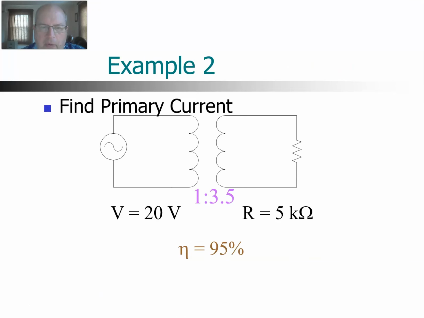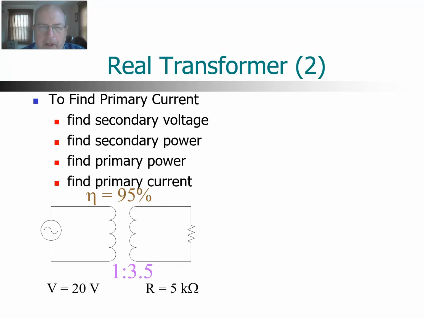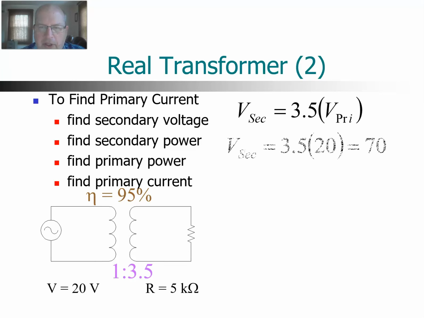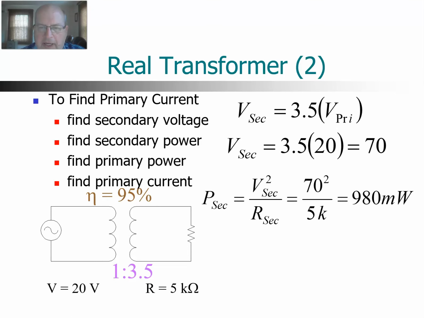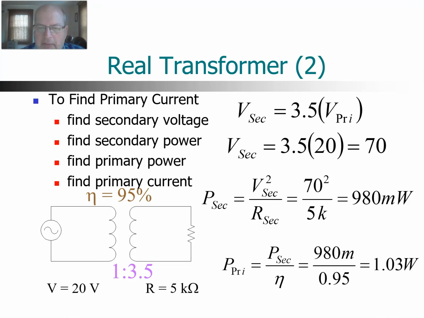We have 1 to 3.5 turns ratio, 20 volts on primary, 5K resistor, 95% efficient. We want to find the primary current. We can go through the same procedure. We find the secondary voltage, and that turns out to be 70 volts. Then we find the secondary power, 980 milliwatts, and the primary power is 980 divided by 0.95, or 1.03 watts.